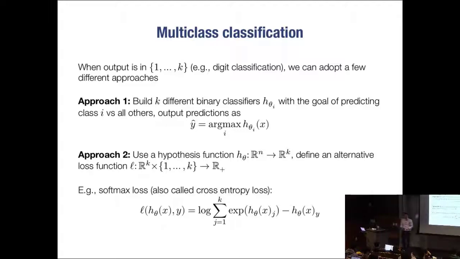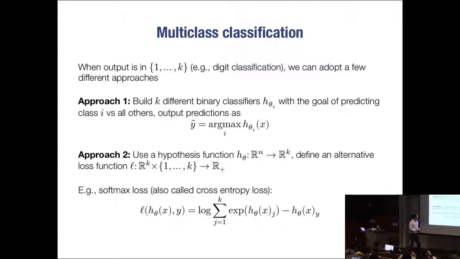Okay, so I set up k different data sets. Say I'm going to predict whether this picture is a dog, a rabbit, or a cat. I set up one data set that says, is this a dog or not a dog? Another one says, is this a cat or not a cat? And then finally, is this a rabbit or not a rabbit? So I convert it to k different binary classification tasks.